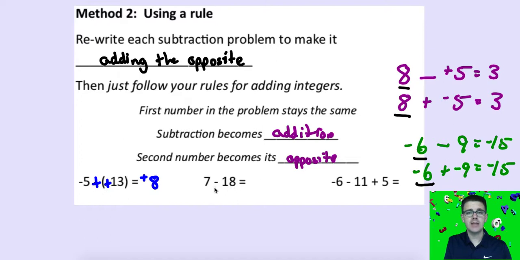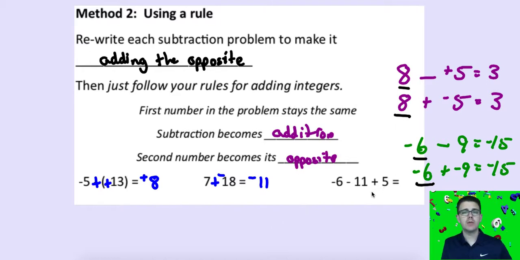I just use the same rules I've always been using for adding integers. 7 minus 18. First number stays the same. Subtraction becomes addition. The next number always becomes its opposite. So I always say the phrase adding the opposite. It reminds me that two things need to be happening in that problem. 7 plus negative 18. In this case, the negative is going to win. 18 minus 7 is 11.